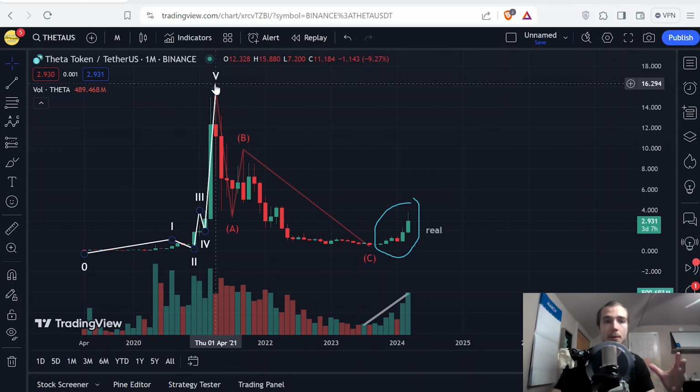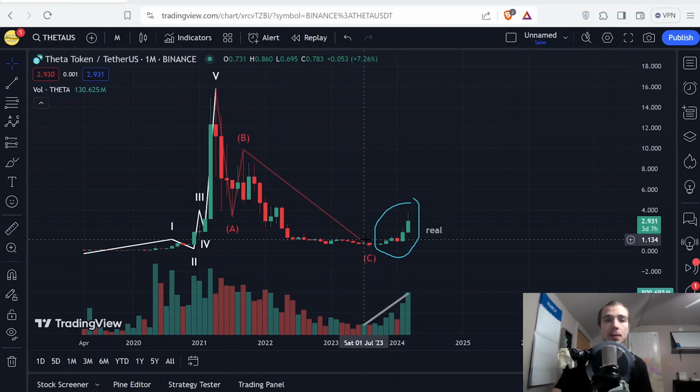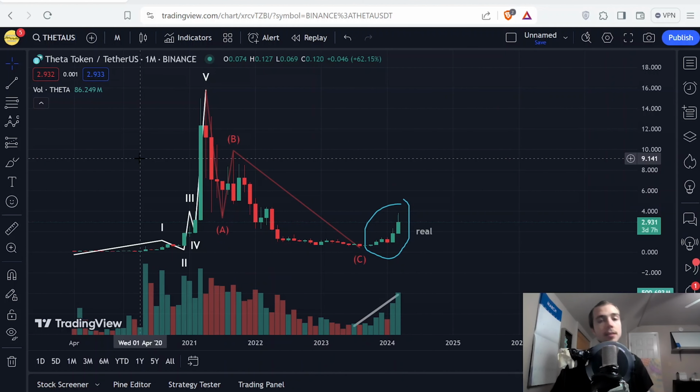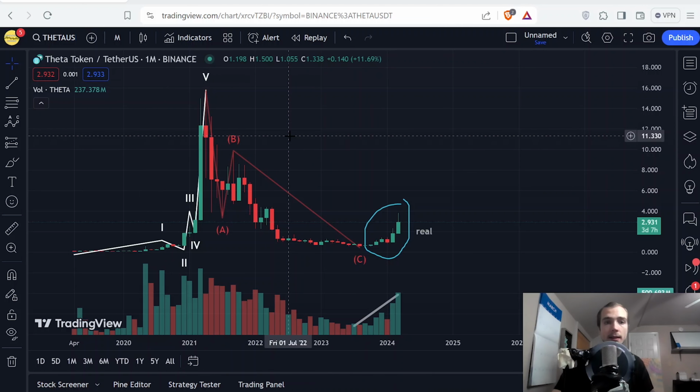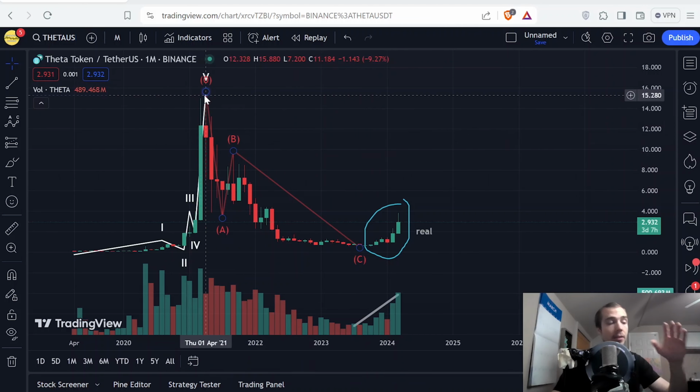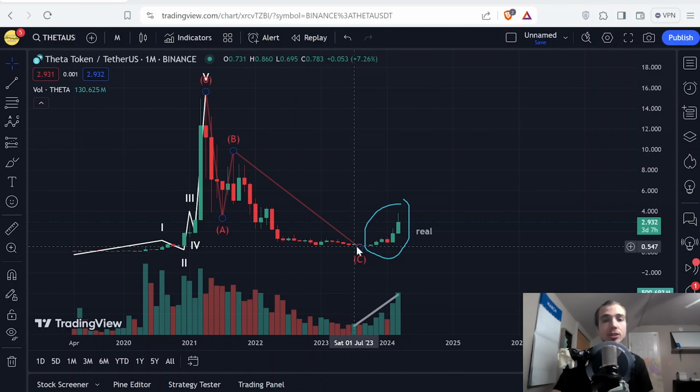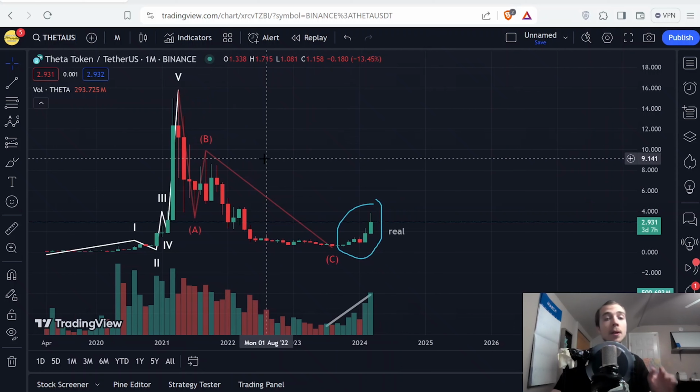So 5 waves up, ABC correction down. After that ABC correction ended, we lead into the new market cycle. You can't start a new cycle until the old one's complete. So after that extended fifth wave, after 5 waves up, we got our ABC correction, the market cycle's complete, and we're starting that new cycle. To see increasing price and increasing volume coinciding together in that new cycle is a really good sign.